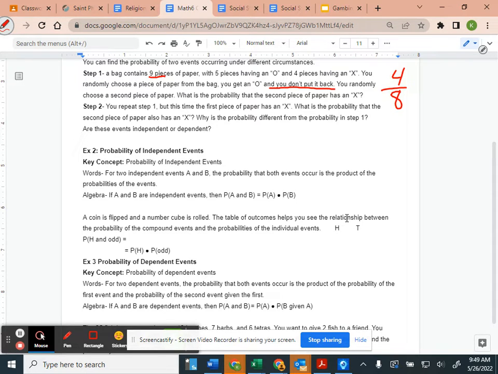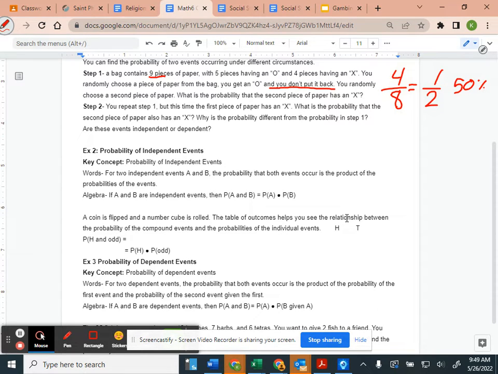Yeah. So why am I doing 4 over 8? Because you took one of the O's out. Oh, I took an O out and I didn't put it back. So now instead of 9 pieces of paper, I only have 8. So my total outcomes would be out of 8, not 9, because I didn't put that piece of paper back. So the probability of getting an X is 1/2, or 50%.